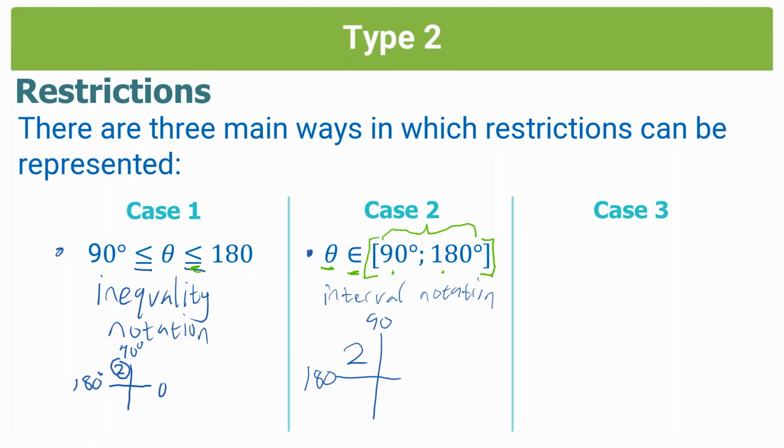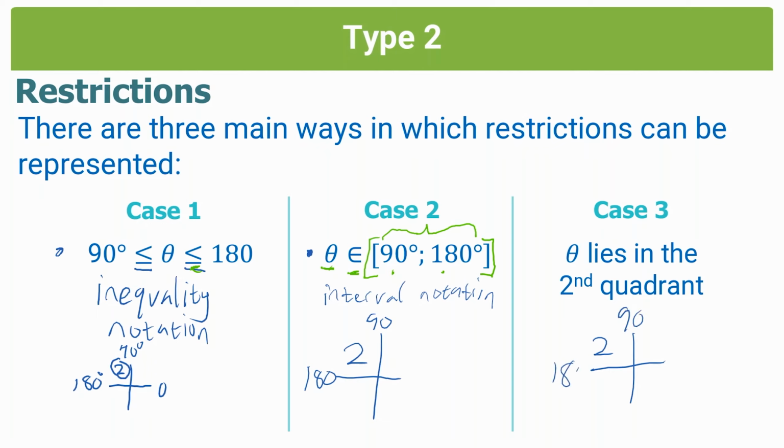And the third case, which is probably the easiest way of representing a restriction, is to just tell you that theta lies in the second quadrant. So you are told that theta is in the second quadrant, and from that you can then infer that theta is between 90 and 180. So these are 3 ways you could be shown a restriction in an exam question.